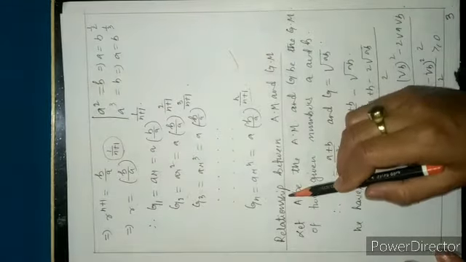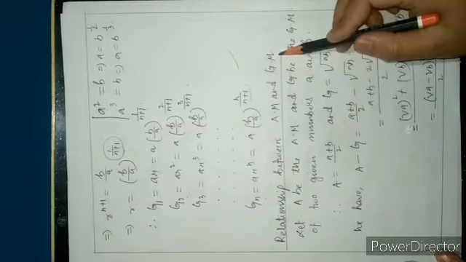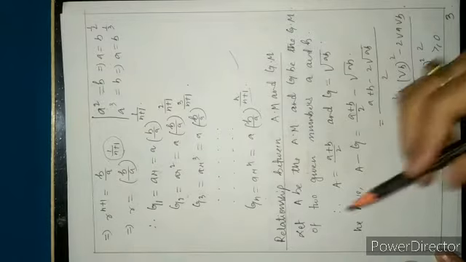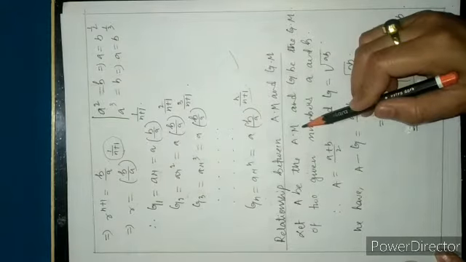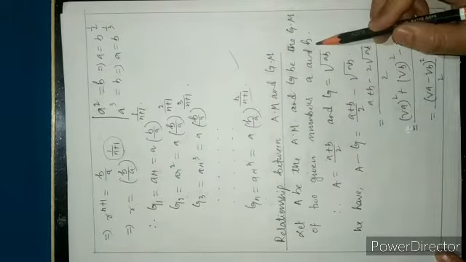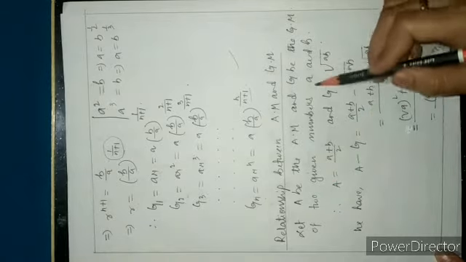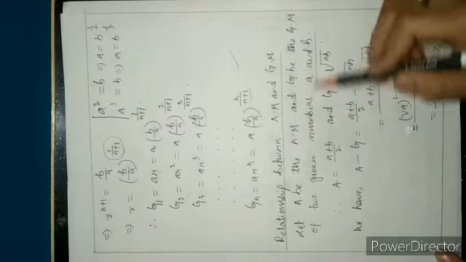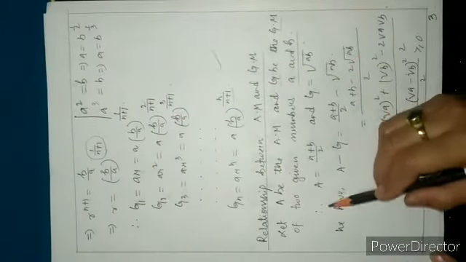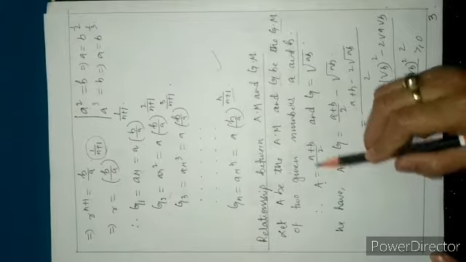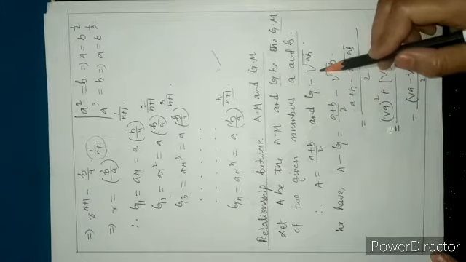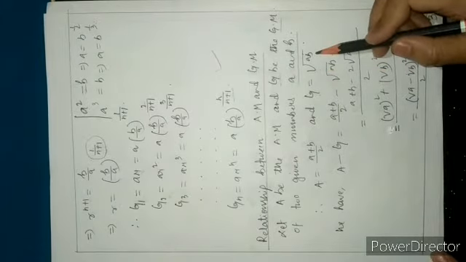Now we are going to learn about the relationship between geometric mean and arithmetic mean. Let capital A be the arithmetic mean and capital Z be the geometric mean between any two positive numbers a and b. The arithmetic mean is given by the sum of the two numbers divided by 2, and the geometric mean is given by root over the product ab.